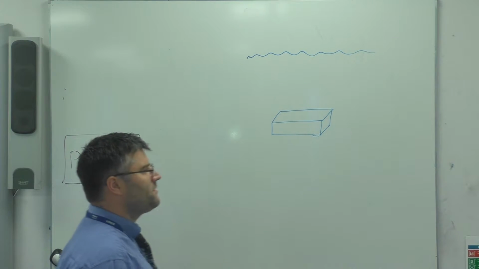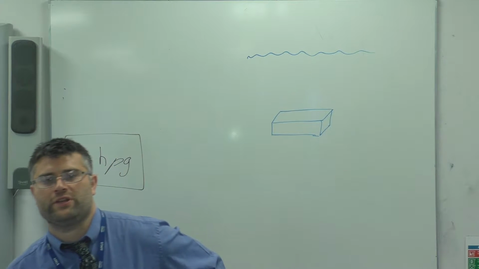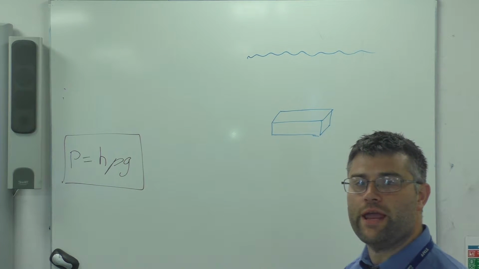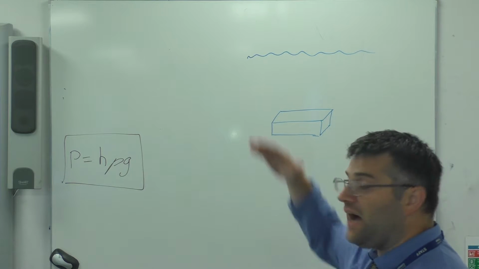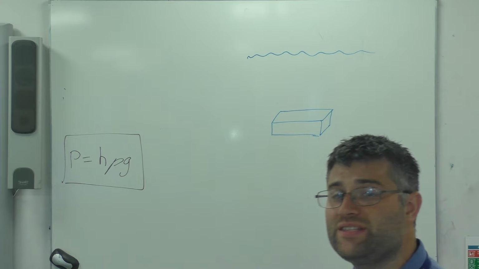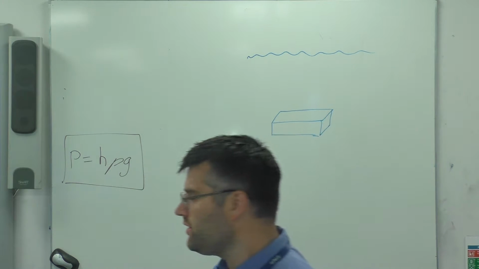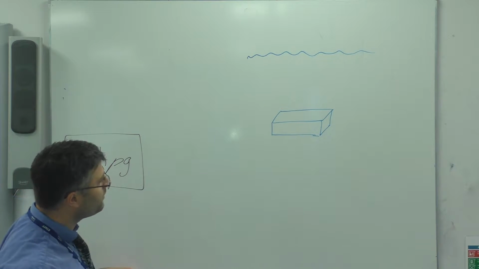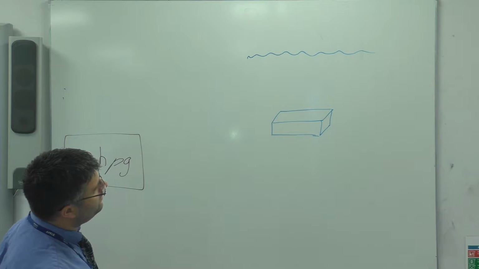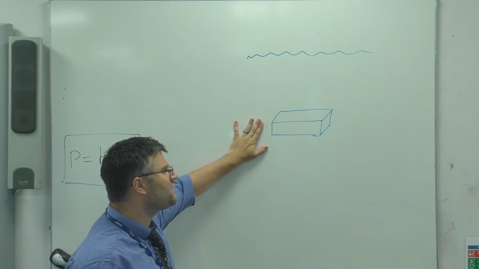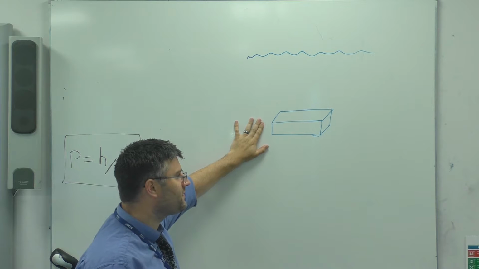Alright then, so we're going to move on to Archimedes' principle. Now in the first video we got this equation, that pressure equals the height underneath the water times the density times gravity, and that gives you the pressure that you would experience at that depth in that liquid. So what we have here is a situation where we've got something that's underneath the water.